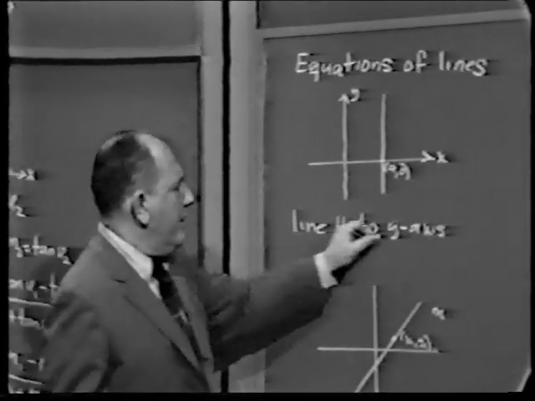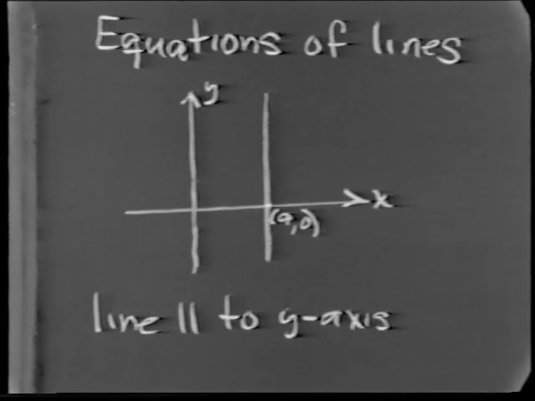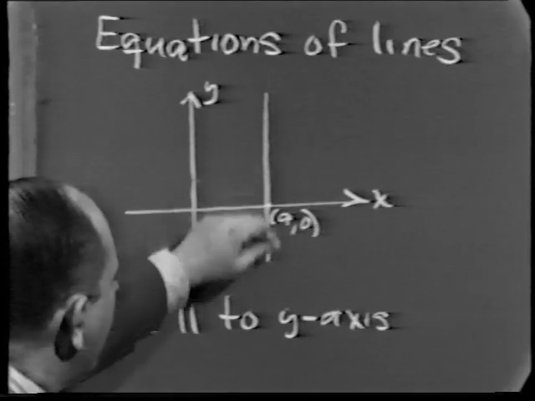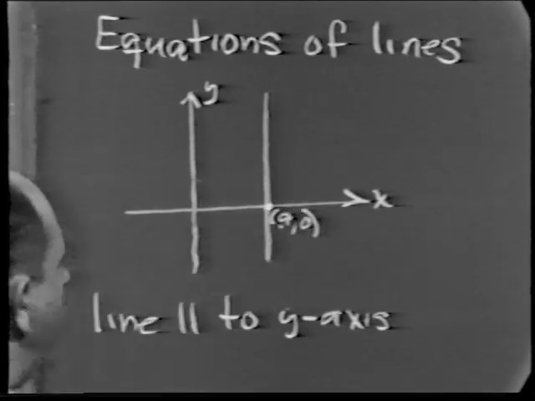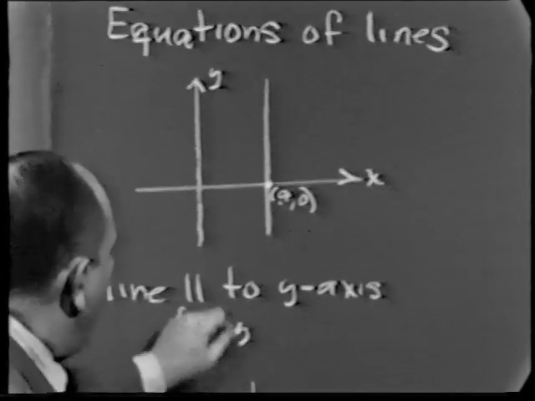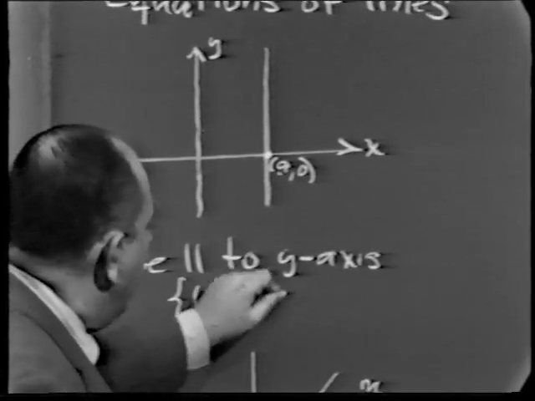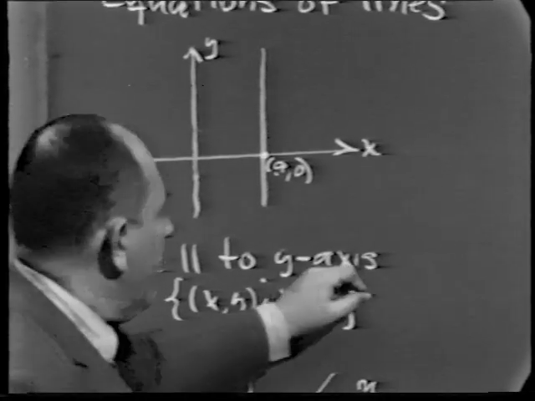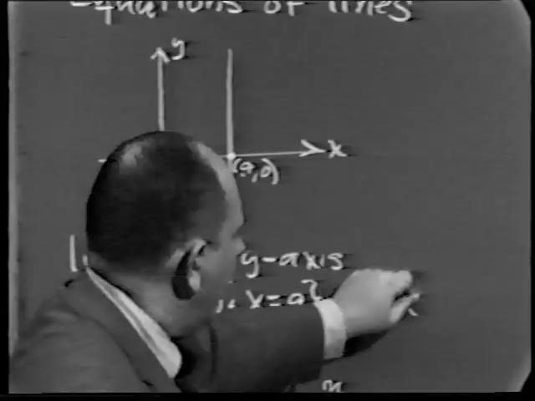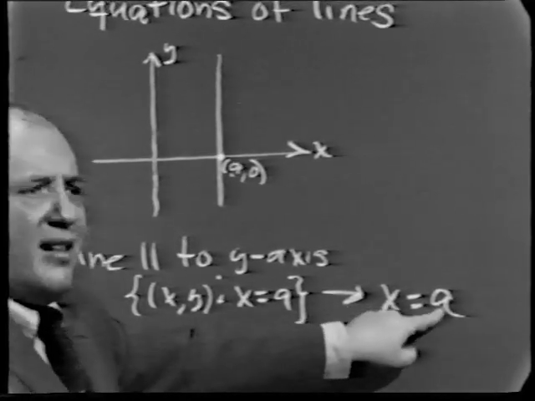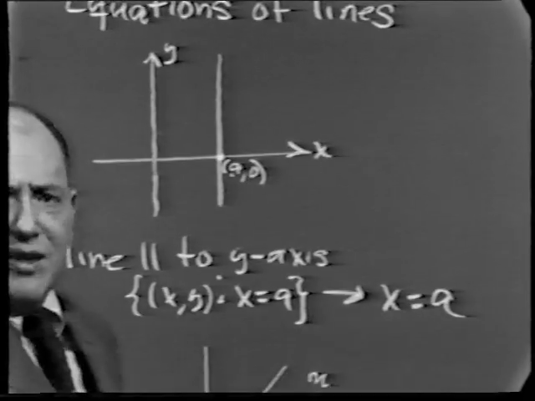The first possibility is that the line is parallel to the y-axis. If the line goes through the point (a, 0), notice that the only criterion for a point to be on that line is that its x-coordinate equal a. By the way, this is often abbreviated in a textbook as the line x equals a. Many a student says, how do you know this is a line? Why isn't this the point x equals a?